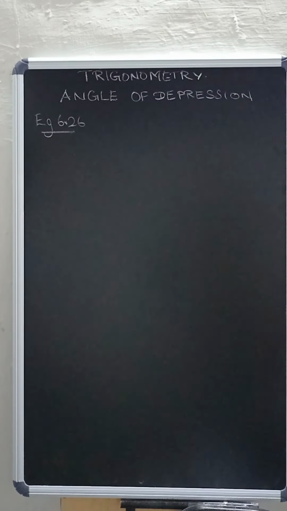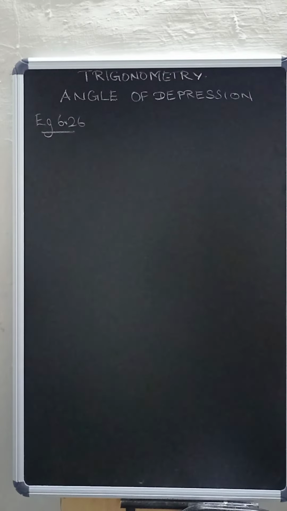Now we are going to see problems related to angles of depression. First example number 6.26. A player sitting on the top of a tower of height 20 meters observes the angle of depression of a ball lying on the ground as 60 degrees. Find the distance between the foot of the tower and the ball.